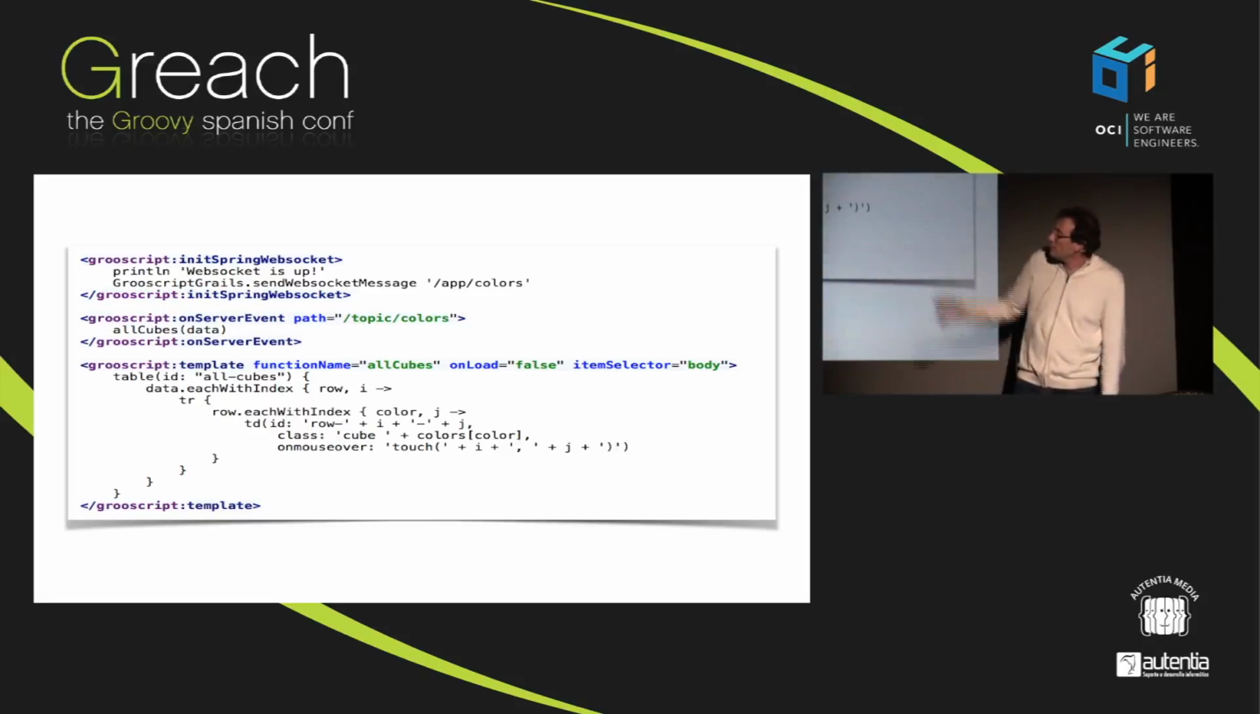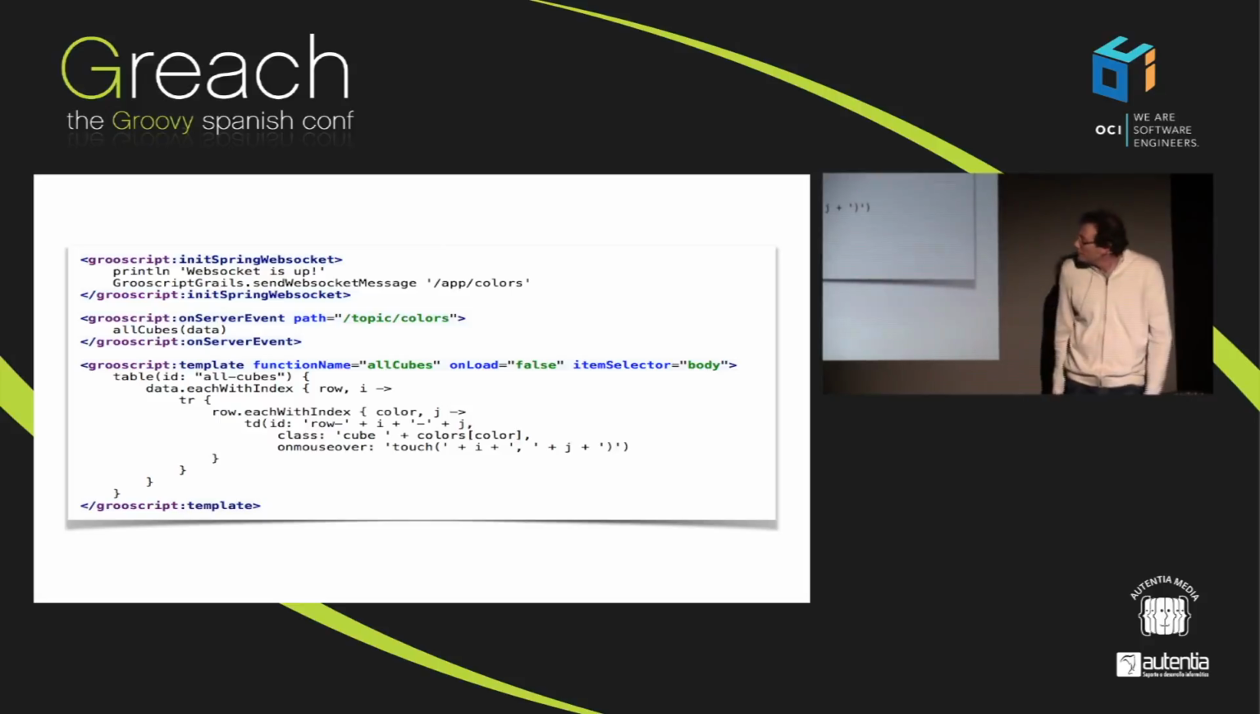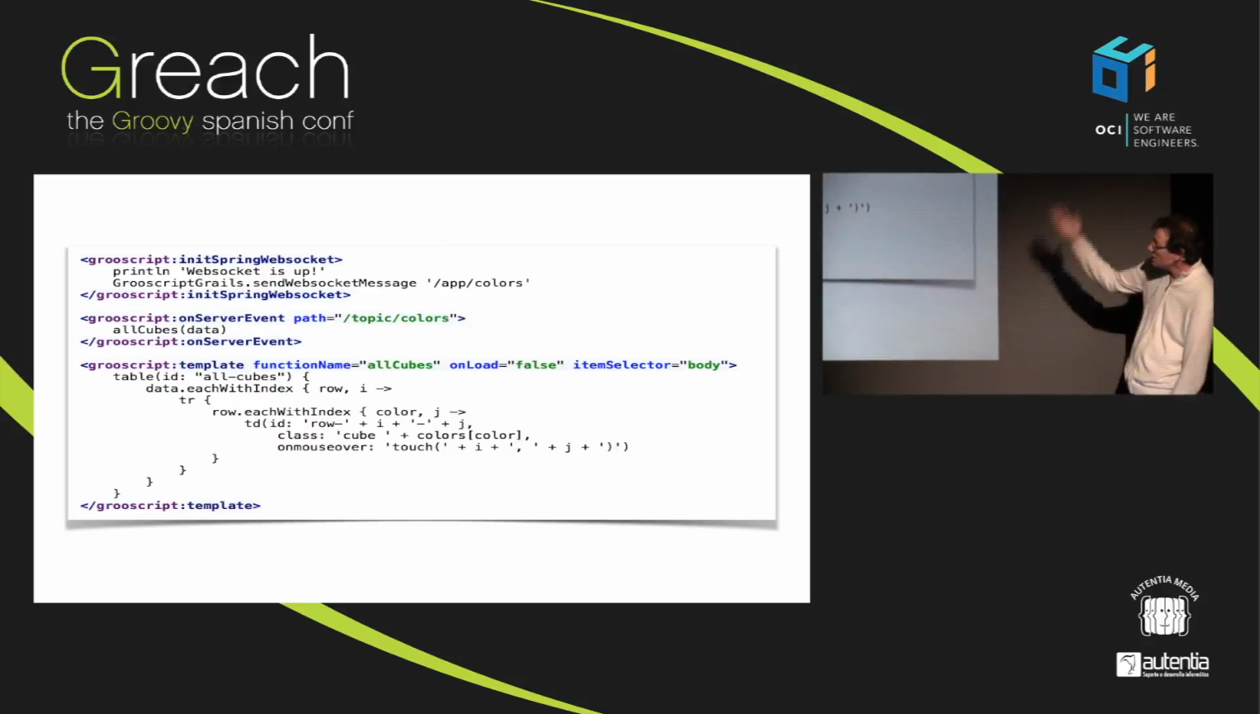Here you can see a template tag that does more things. For example, here is a function that does something in the body. As you see, it's all Groovy code. It's nothing magic.